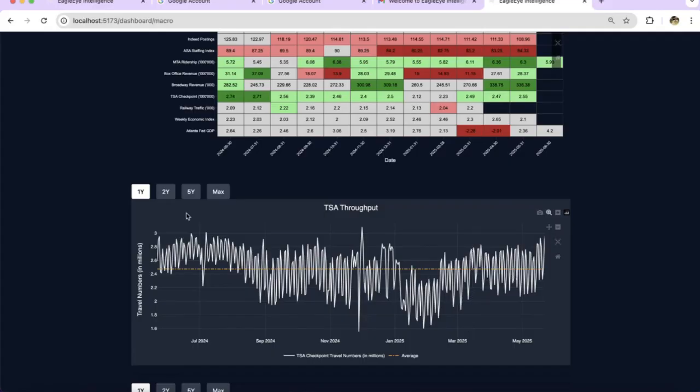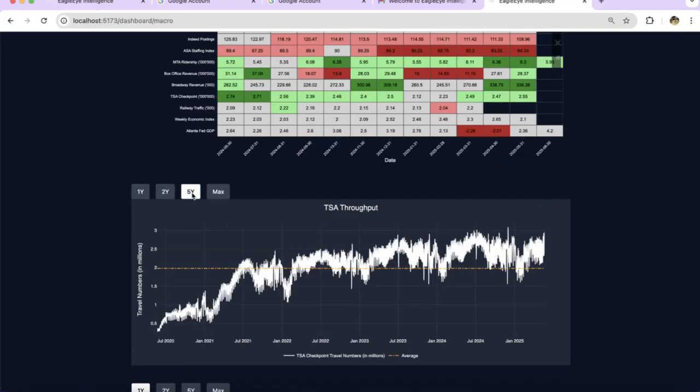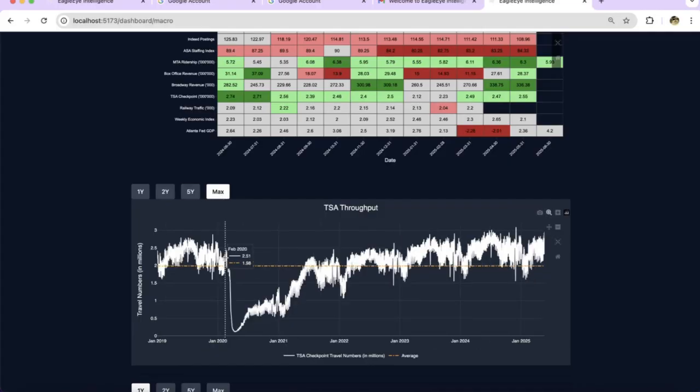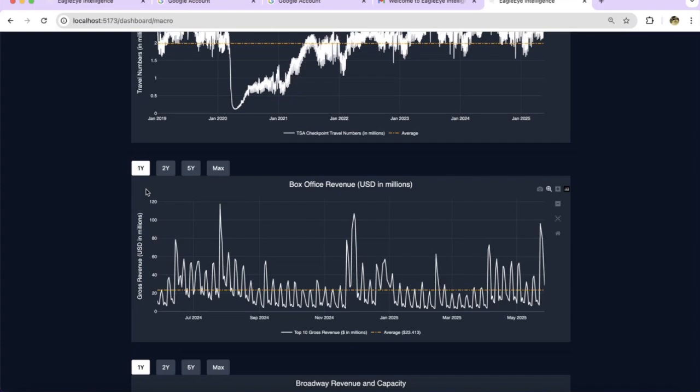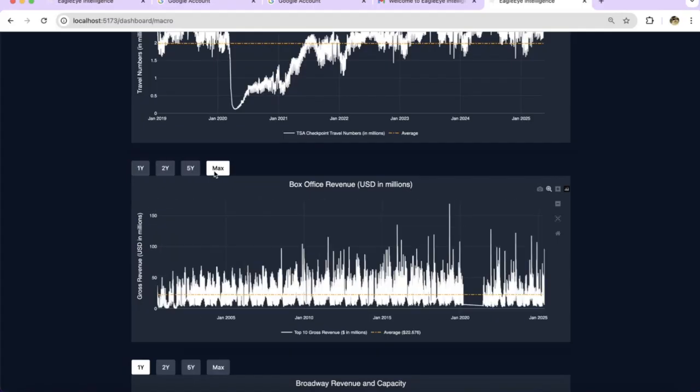We also added different time frames so that we can show people how the current data is relative to the past. This gives them a bigger picture to make their own judgment about the markets. Next off, we have the box office, which also talks about discretionary spending in the United States. Yeah, so this is how it should look.